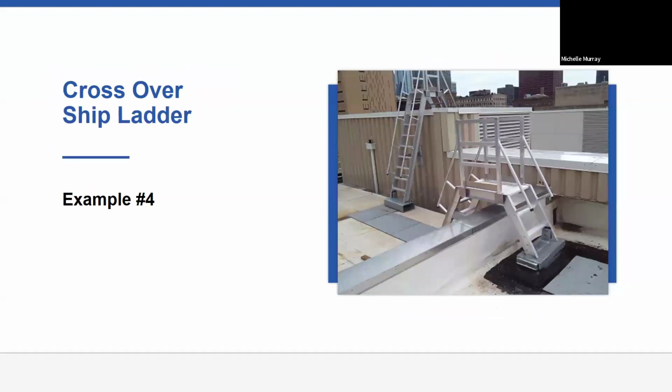This is an example of an aluminum crossover using a ship ladder platform configuration that is custom designed to provide access over a major obstacle on a rooftop. This is a situation where a seismic bracket may be required.